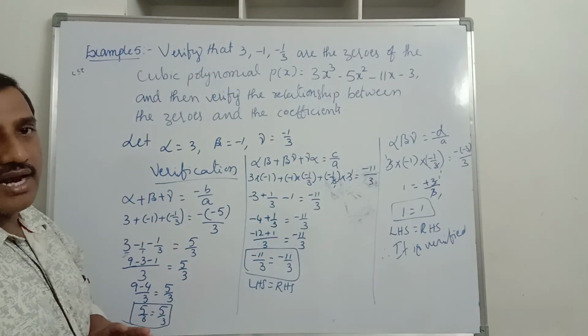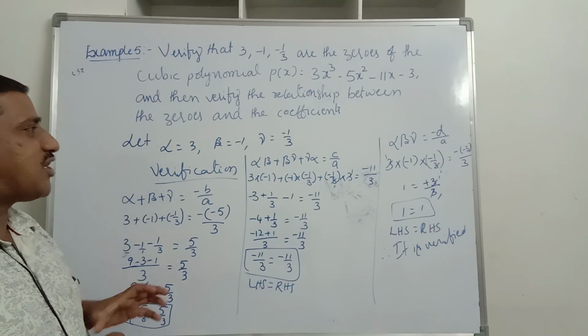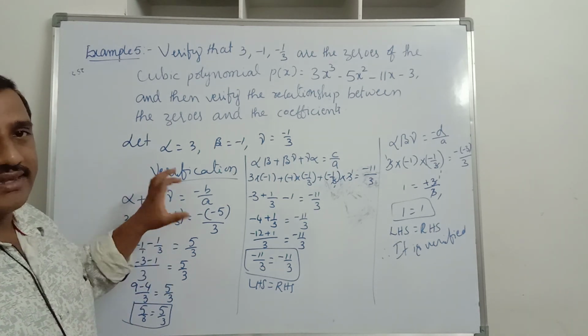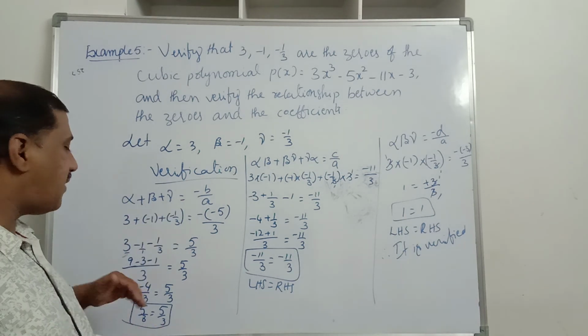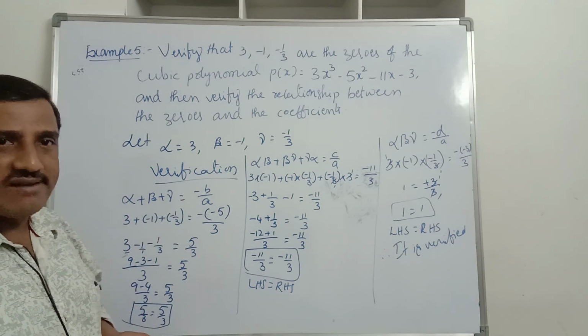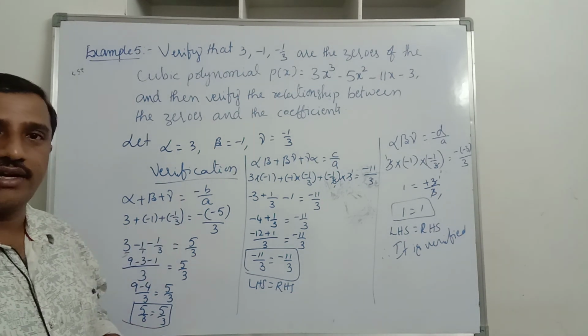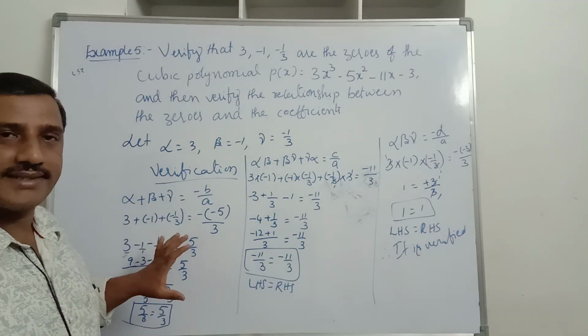Is it clear, children? So simple it is. We need to substitute the given zeros in the place of alpha, beta, gamma and write the relationship, and check both sides. If you get equal values on both sides, then it is verified, otherwise it is not verified. Is it clear, children? Yes.